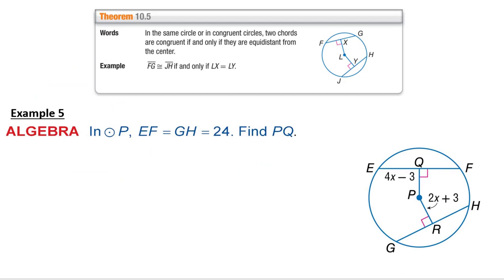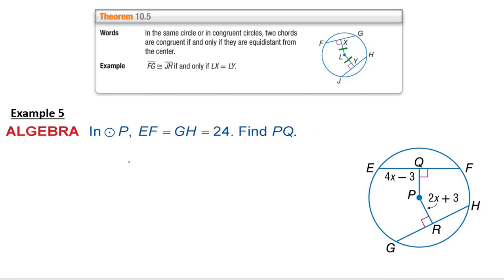The next example. In the same circle or congruent circles, two chords are congruent if and only if they are equidistant from the center of the circle. So if FG is congruent to JH, if and only if they're the same distance from the center of the circle.